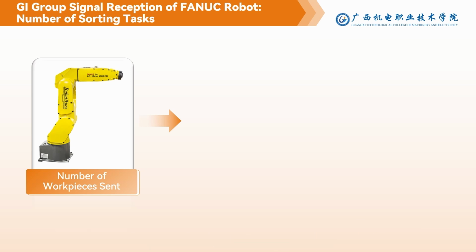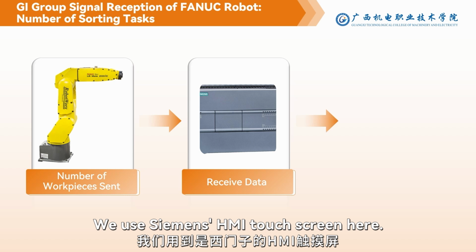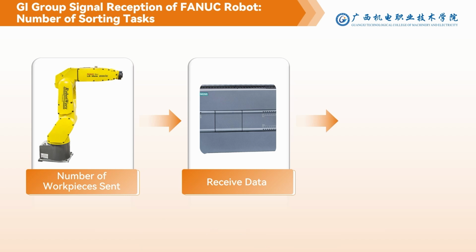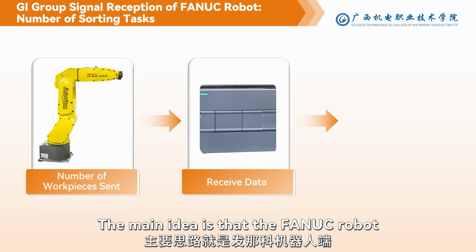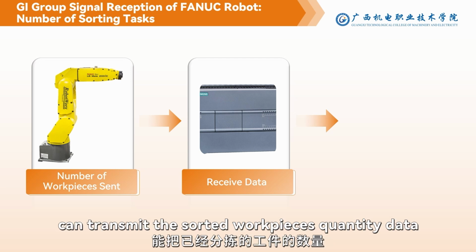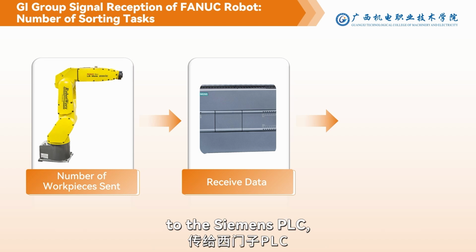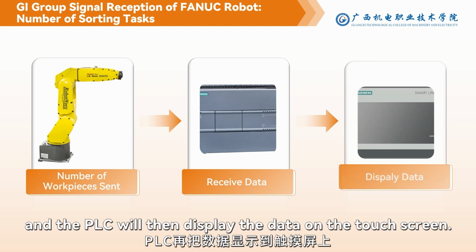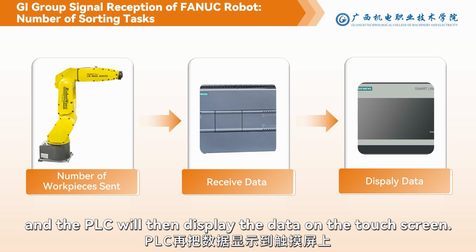Here, we focus on how to display the sorted workpiece number data on the man machine interface. We use a Siemens HMI touch screen here. The main idea is that the FANUC robot can transmit the sorted workpieces quantity data to the Siemens PLC, and the PLC will then display the data on the touch screen.